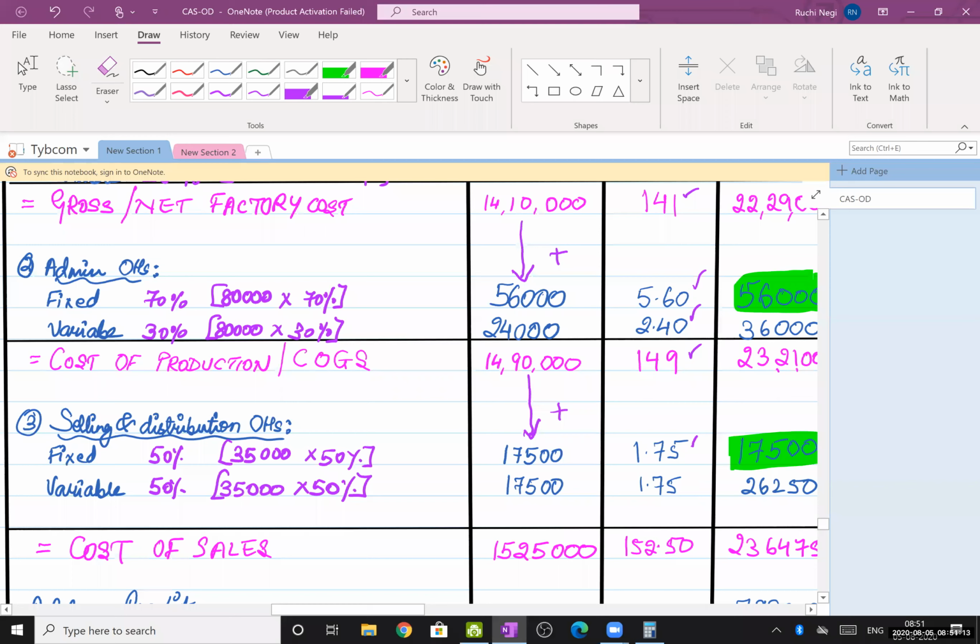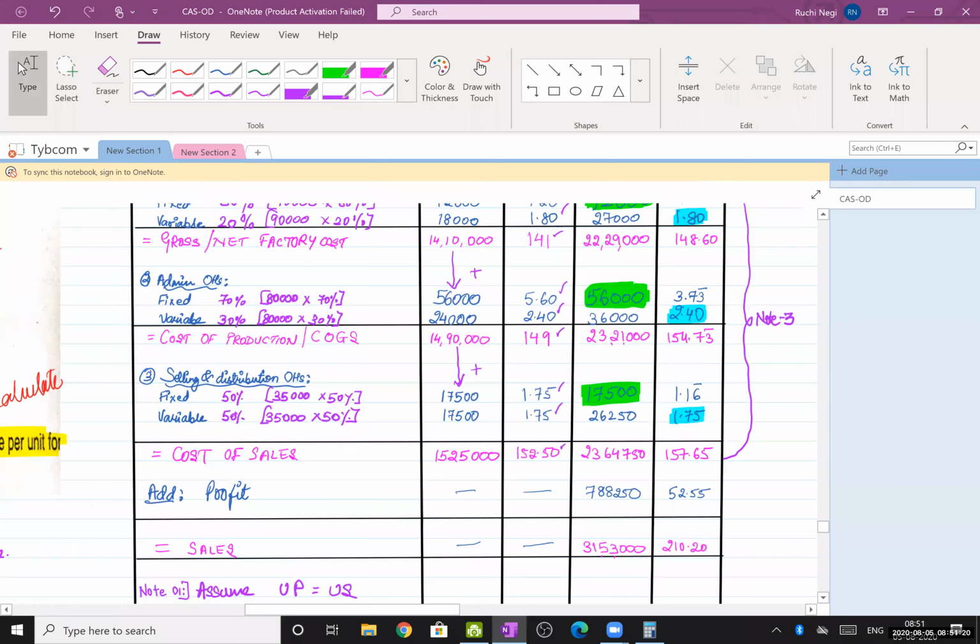And then in the next lecture, I'll do the estimated cost sheet. So, apna current year complete hai. Next lecture.